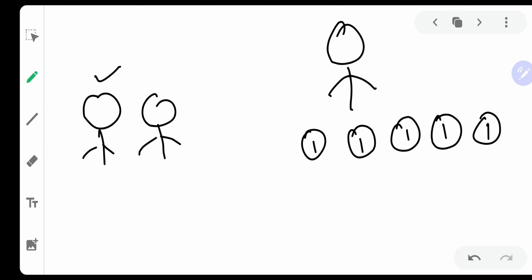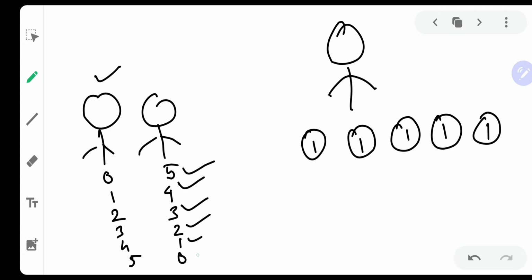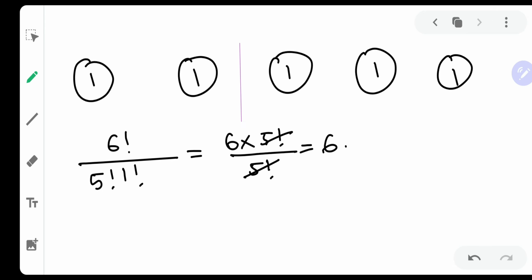I will even check you with the answer. 0, 5, 1, 4, 2, 3, 3, 2, 4, 1 and 5, 0. Just check how many number of combinations are possible. 1, 2, 3, 4, 5, 6. And our answer was even 6.